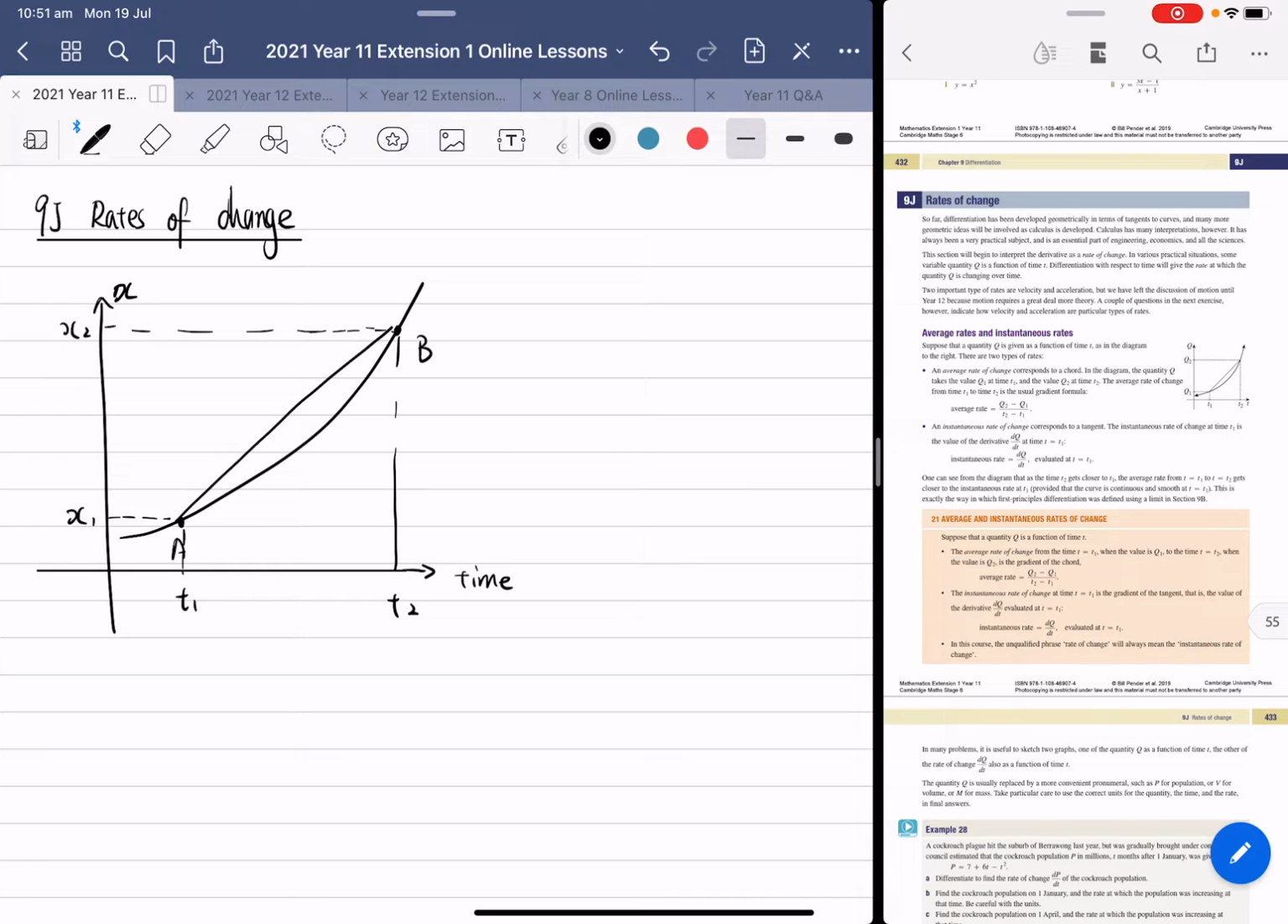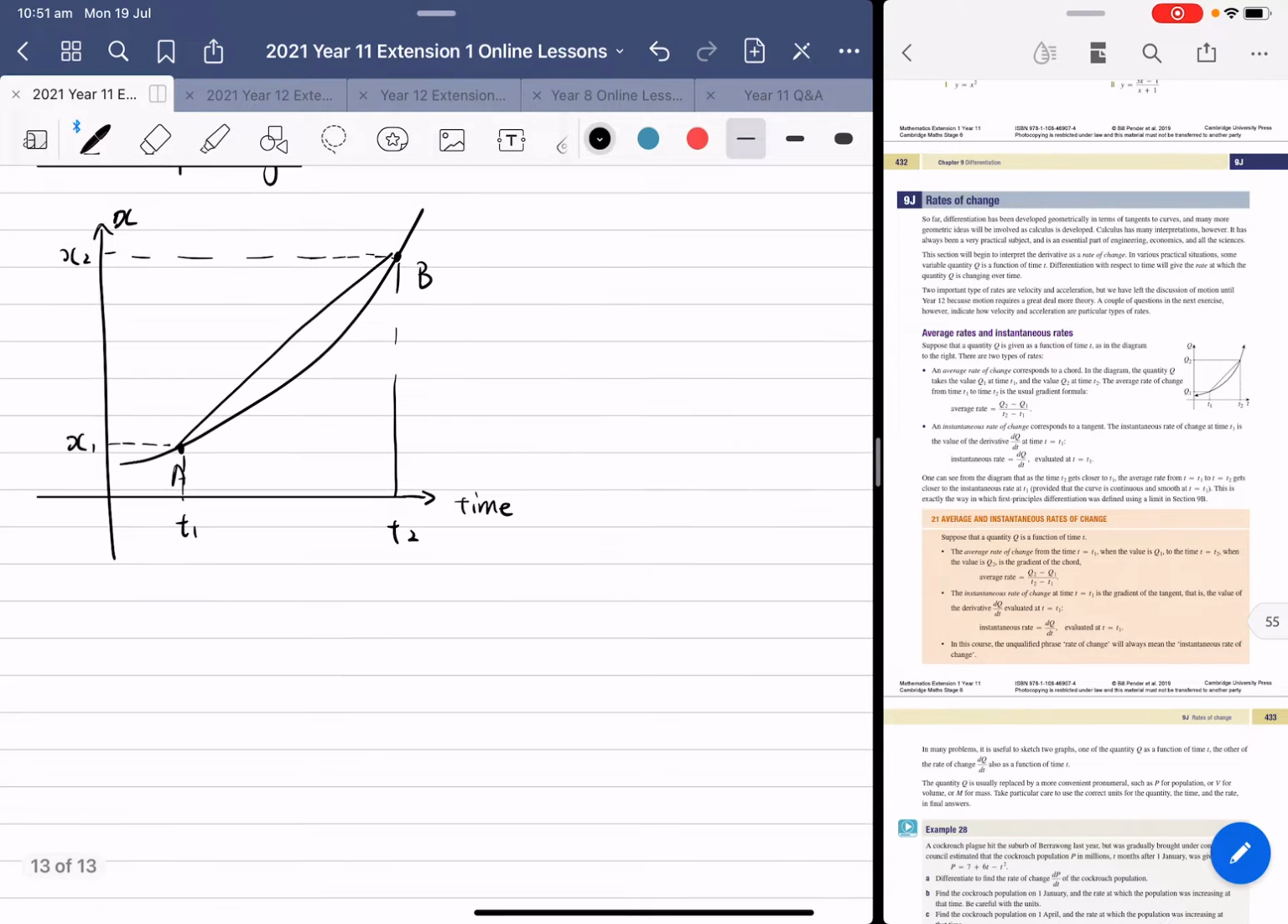So there are two different rates we're going to talk about. The first one is the average rate. The average rate is like finding the gradient of this line here, the gradient, and the gradient is finding the difference between the y divided by the difference between the x. That is the average rate. So x2 minus x1 over t2 minus t1. That is the average rate. In certain questions that could be just the average speed.